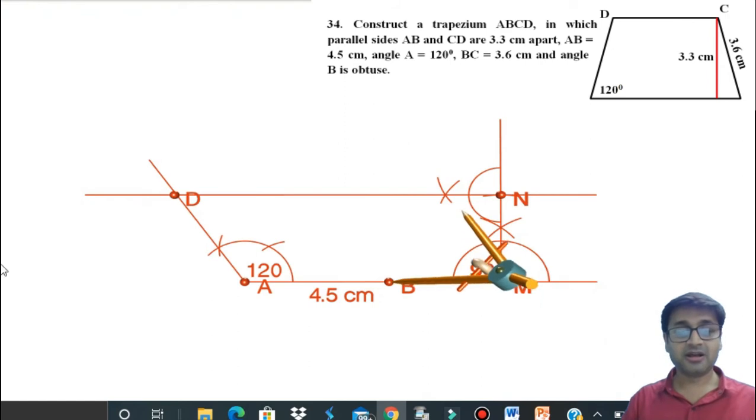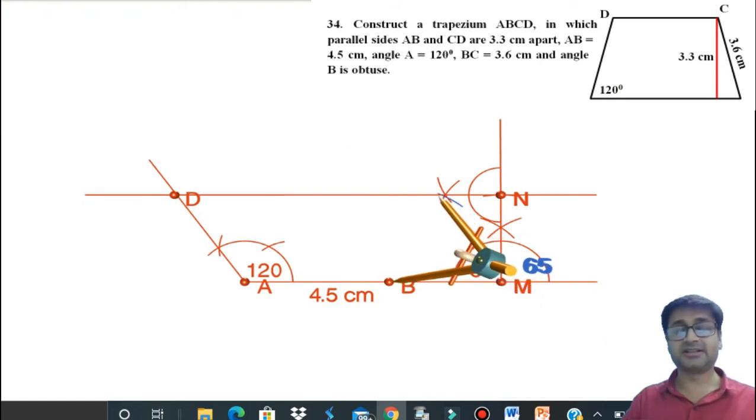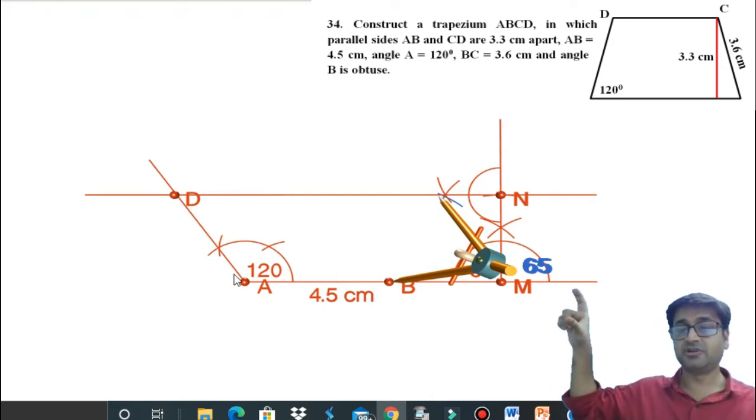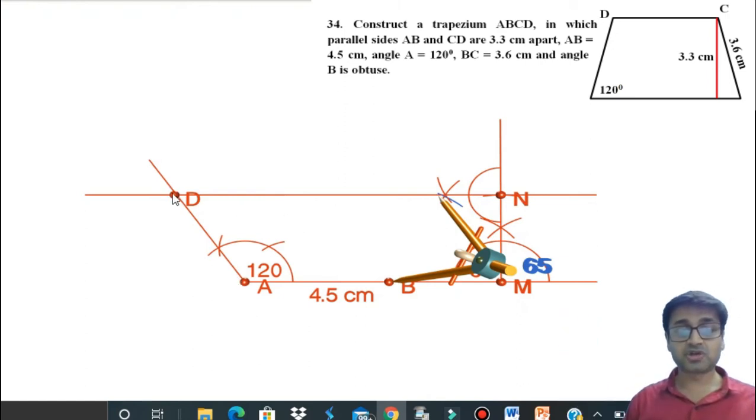Do you understand? Why is this point D? Let's understand this slightly. Because this was 120 and the height was given to us. The height which you can see was given to us as 3.3. So we took the height, and wherever these 2 points intersected is D. You have also been given that BC is 3.6.